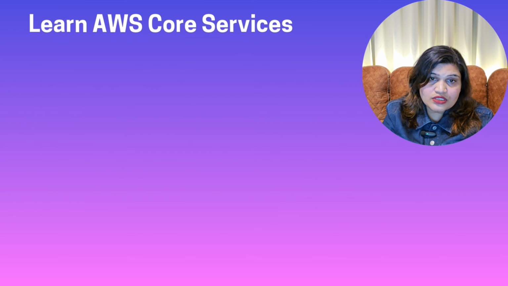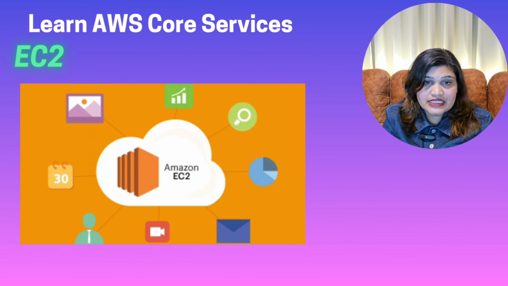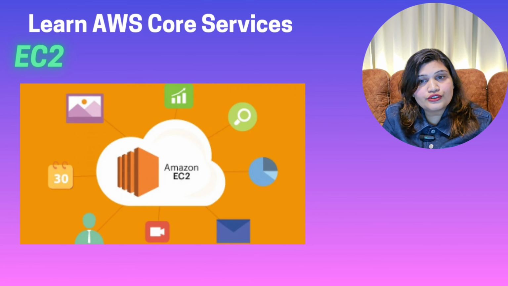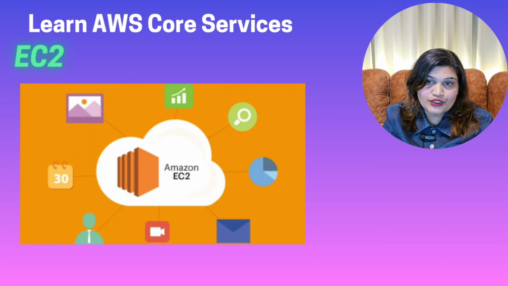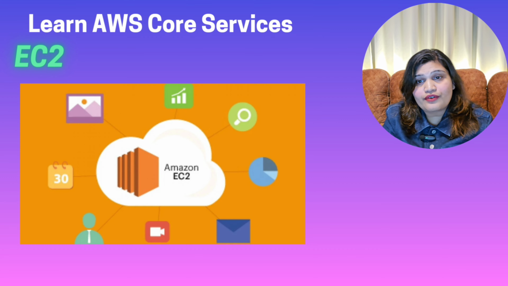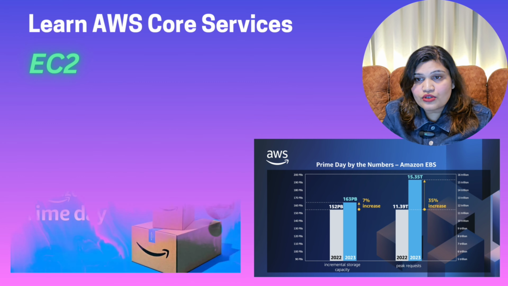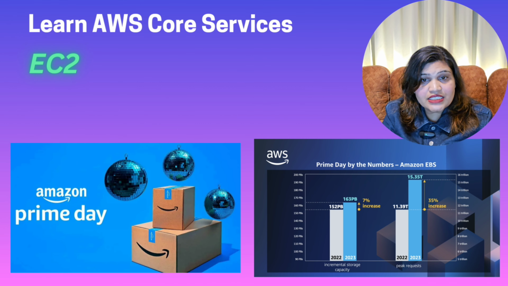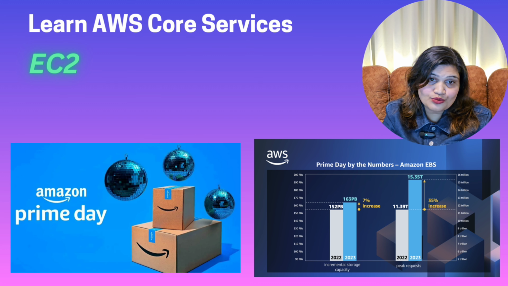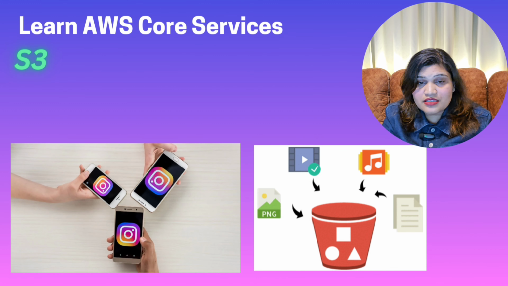Learn AWS core services. EC2, that is Elastic Compute Cloud, is like a virtual server where you run your applications. Think of it as renting a computer in the cloud to host your website or app. When Amazon launched Prime Day, they needed EC2 to handle the traffic spikes, a real world high scale use of EC2.